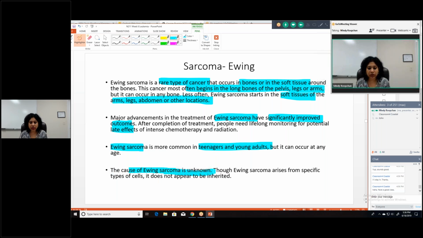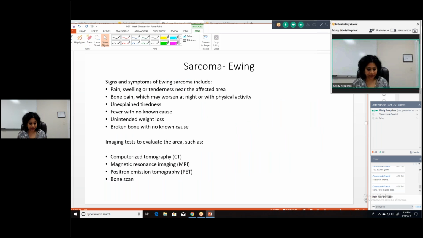The cause is unknown, but it arises from a specific type of cell, and it does not appear to be inherited. So that's the difference. We've been looking at leukemia versus sarcoma. This one is not really inherited. So please, like I said, review your signs and symptoms.